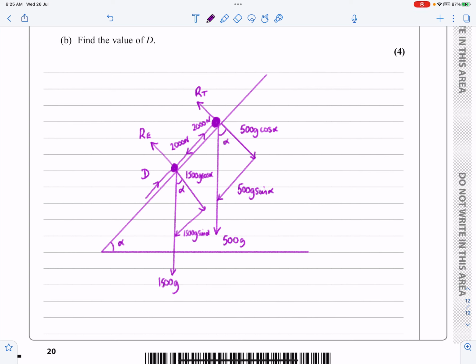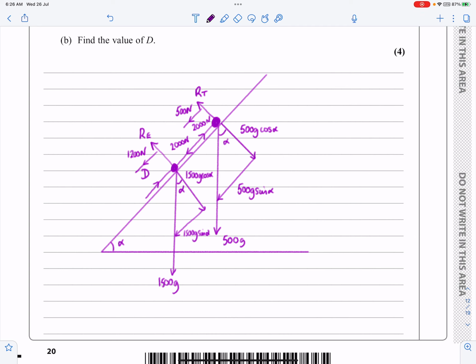Now, we're not actually going to be using any of these parts simply because they've told me what the frictions are. I don't need to do F equals mu R. They're telling me that the resistance force on that one is 500 newtons, and the resistance on that one is 1,200 newtons. So that takes out any business about F equals mu R and having to resolve parallel and perpendicular to the plane.